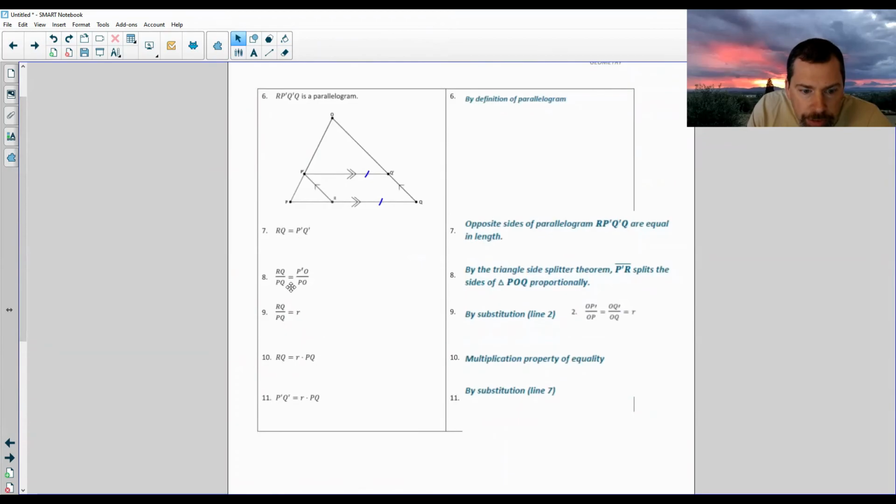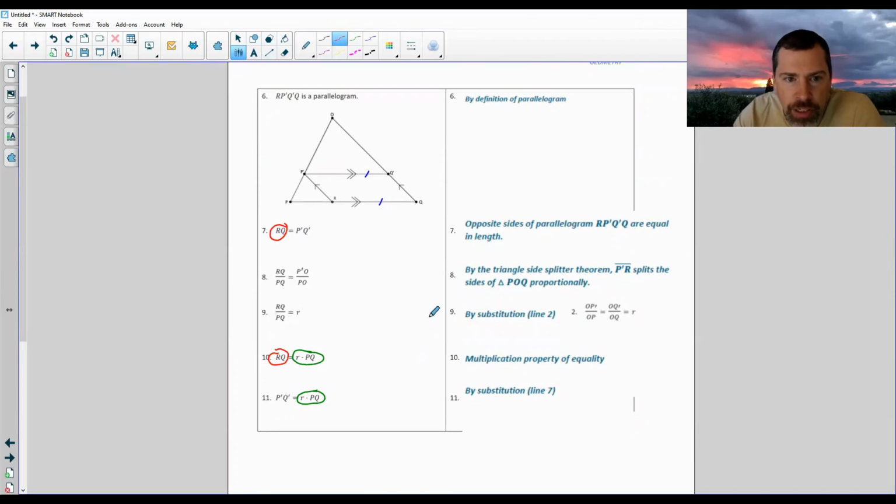So here's line 7 here. We had RQ equals P prime Q prime, but RQ is R times PQ. Okay, so let me do some color coding here. R times PQ is here. R times PQ is here. But up here we have RQ equal to P prime Q prime. So that's substitution. I'm setting R times PQ equal to P prime Q prime because it's equal to RQ. Okay, that's substitution, line 11.